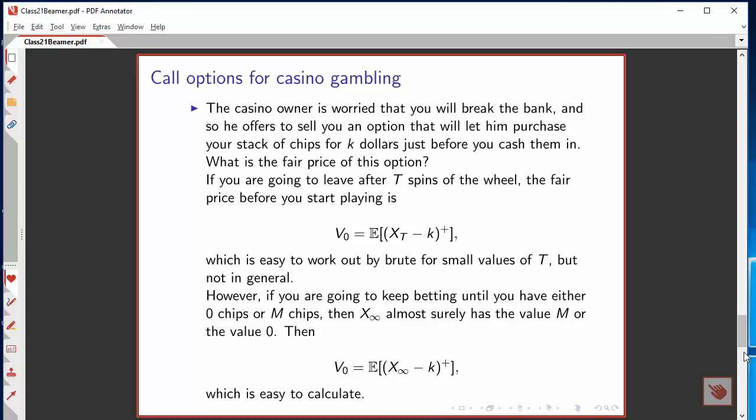Let's consider how we might have a call option for casino gambling. So say the casino owner is worried that you're going to break the bank, and he offers to sell you an option that will let him purchase your stack of chips for K dollars just before you cash them in. What's the fair price of this option?